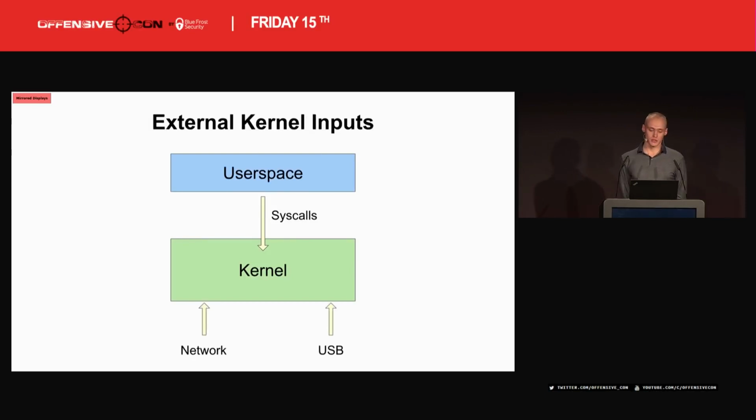But if you think about it, the kernel actually has a lot of different kinds of inputs. For example, you have network packets that come over your Ethernet port. And you have USB traffic: you plug in a USB device, and the kernel should handle that.